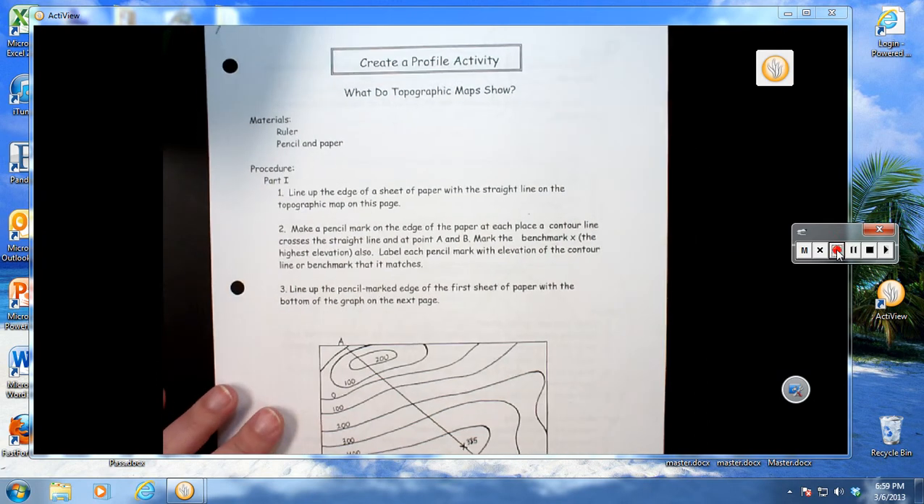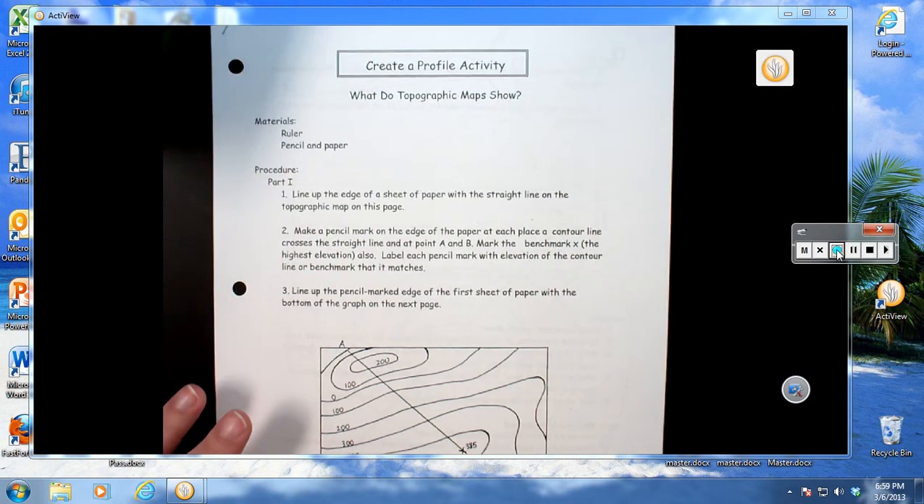With creating a profile, you need to make sure that you have a ruler. You need to make sure that you have a piece of scratch paper and a pencil. This one takes a little bit more time. It takes a little more explanation, so I'm going to walk you through the first one. Then you're going to have the last 2 to do on your own, and it will be due tomorrow.